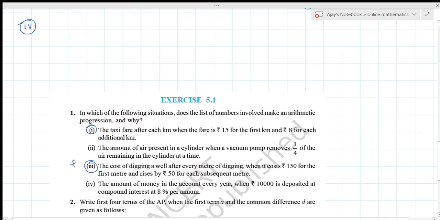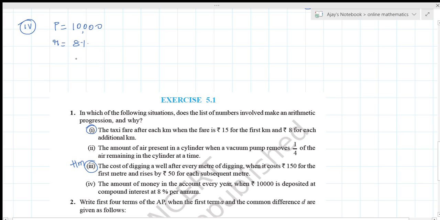The fourth problem: the amount of money in the account every year when rupees 10,000 is deposited at a compound interest of 8% per annum. Compound interest means the interest after every year is added to the principal of the next year. The principal P is 10,000 rupees and the rate of interest R is 8%.